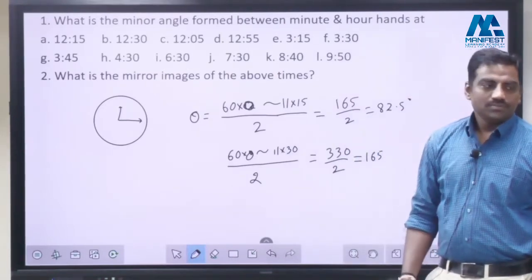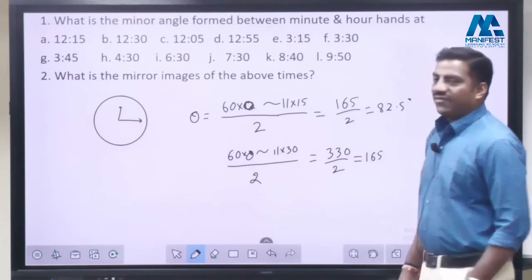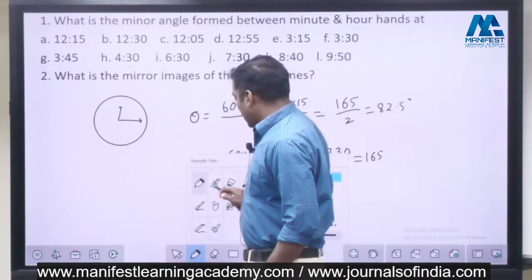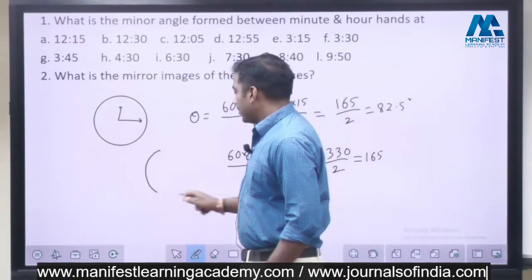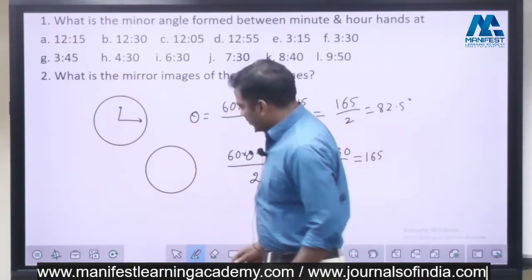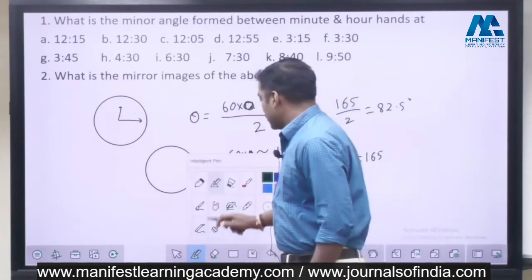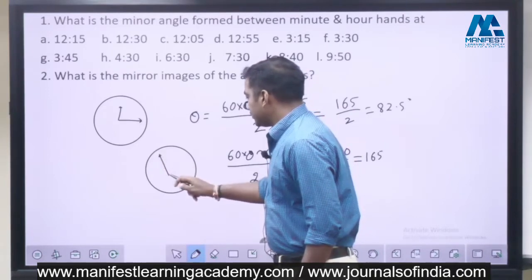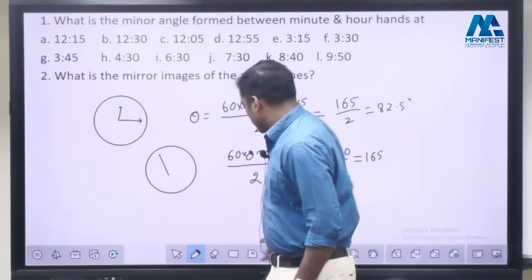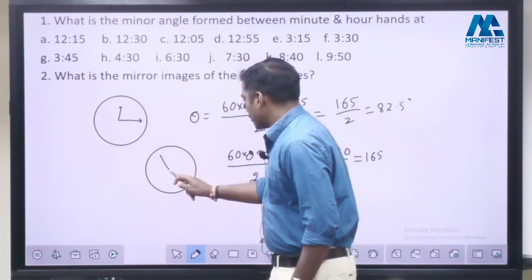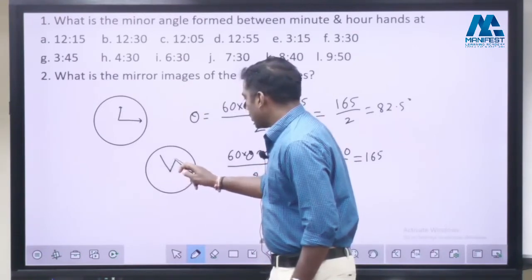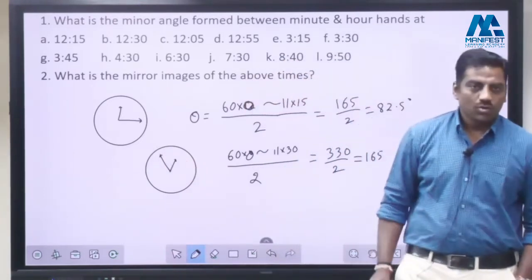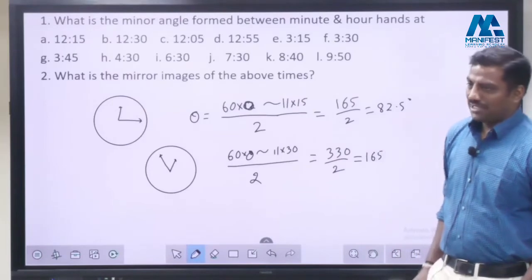Yeah. Then what about 12:55? Can you imagine the clock when it is 12:55? So 12:55, it will be like this. Just 5 minutes before 1 o'clock. 5 minutes before 1 o'clock. It appears like 60 degrees, but it is not.